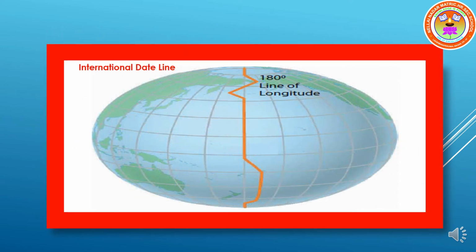Now we are going to see about international dateline. The 180 degree line of longitude has been fixed as the international dateline drawn on the Pacific Ocean between Alaska and Russia through Bering Strait. If a person crosses this line from the west to east, he loses a day. On the other hand, when he crosses the east to west, he gains a day. Based on this, the date is fixed for different countries or regions of the world. Is it clear?